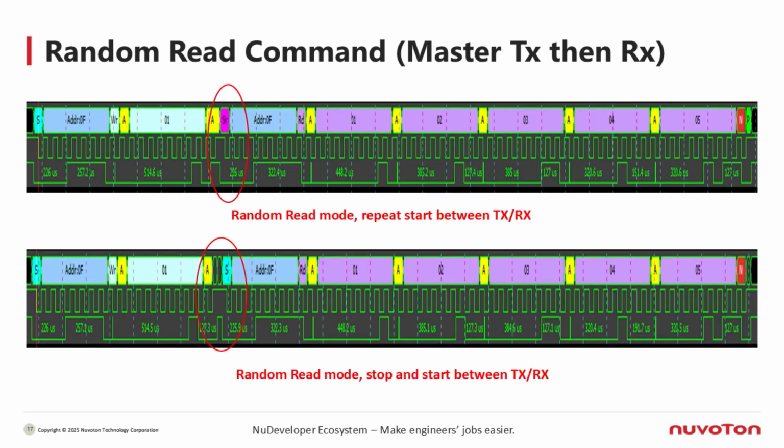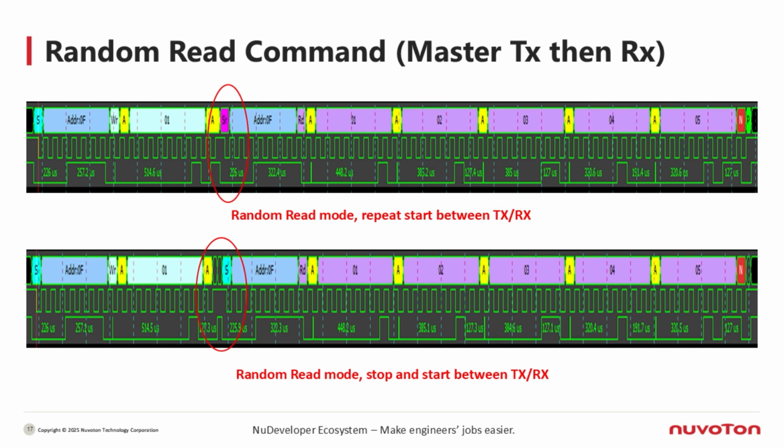Here we can see an actual waveform. In the top image, the auto mode is set to 011. After the TX phase finishes, the master does not send a stop. Instead, it immediately sends another start. This means the I2C bus is not released, and the master starts the next transfer right away. On the waveform, you can see that the 2 start signals are back-to-back with no stop in between.